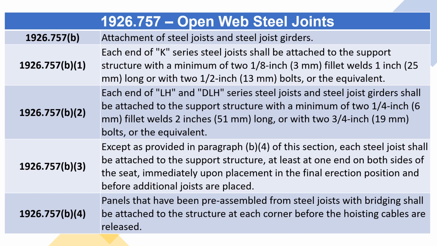1926.757 B3, except as provided in paragraph B4 of this section, each steel joist shall be attached to the support structure, at least at one end on both sides of the seat, immediately upon placement in the final erection position and before additional joists are placed. 1926.757 B4, panels that have been pre-assembled from steel joists with bridging shall be attached to the structure at each corner before the hoisting cables are released.